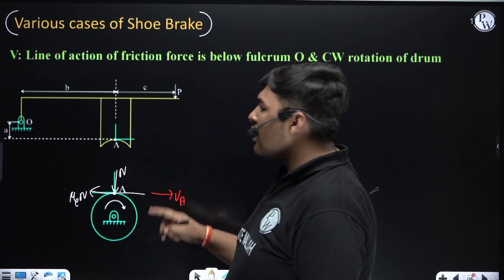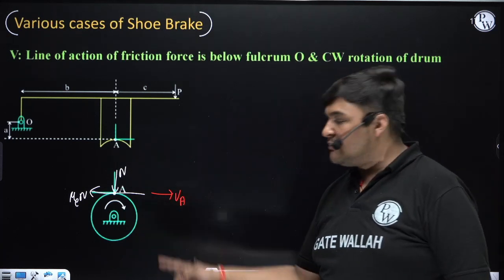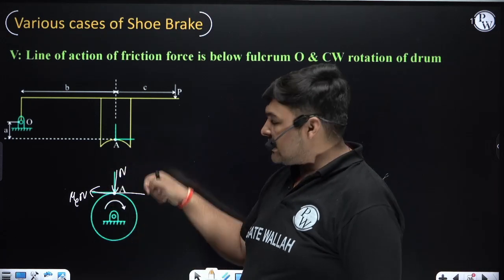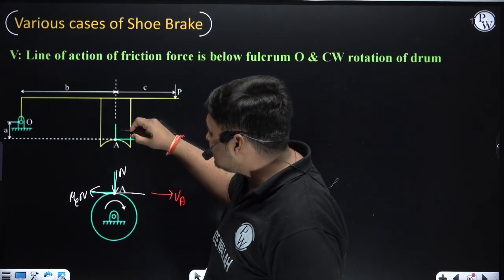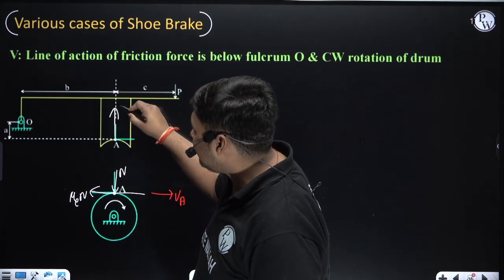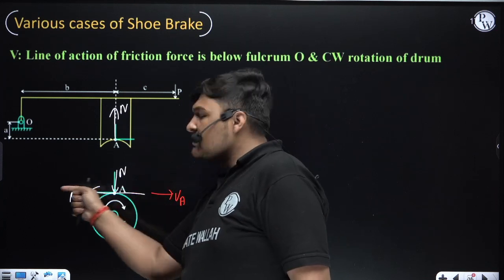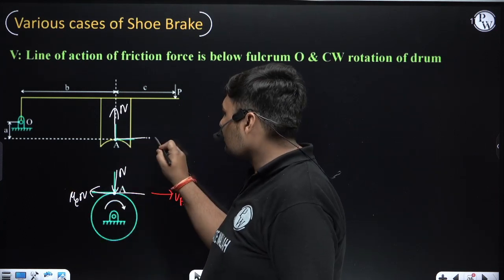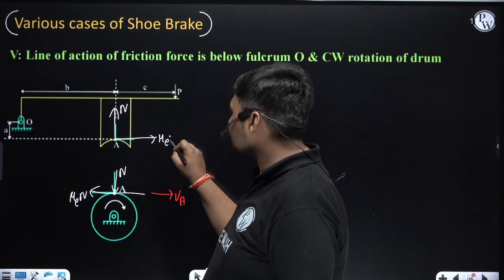Now we will draw the contact force at A in the FBD of lever. It will be opposite to these forces. Right now in the FBD of drum, N is coming downward. So in the FBD of lever at point A, N will come upward. Friction force is coming in this direction in the drum, so here the friction force will come in the opposite direction.